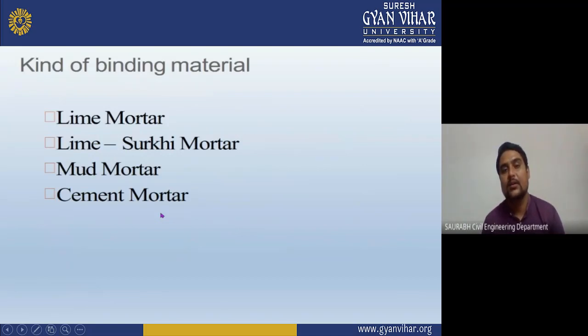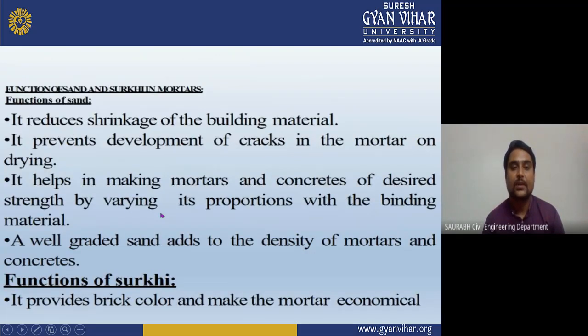Now we will see the kind of binding material. First one is lime mortar, lime surkhi mortar, mud mortar, and cement mortar. Function of sand and surkhi in mortar. What is the function? We should know about it. Function of sand: it reduces the shrinkage of building material. It prevents development of cracks in the mortar on drying. It helps in making mortar and concrete of desired strength by varying its proportion with the binding material. A well-graded sand adds to the density of mortar and concrete.